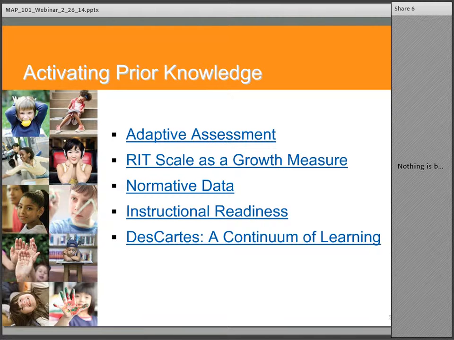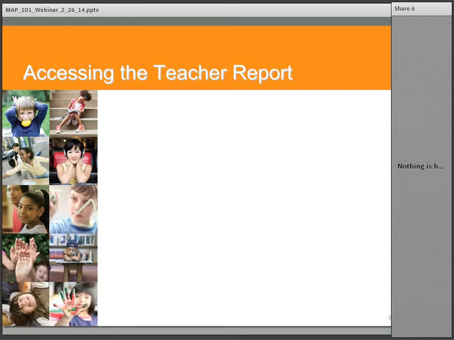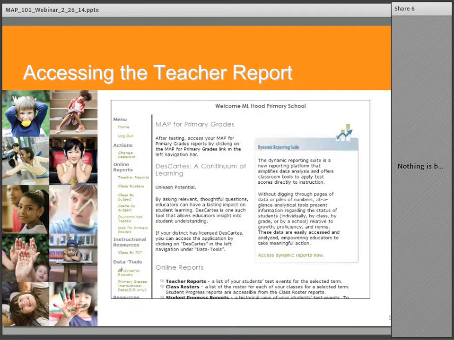Okay, so let's move on to the next slide, and we'll talk about the teacher report. Let's talk a little bit about how you access the teacher report. Of course, naturally, first you have to log in. And to log in, you have to have your username and your password. If you don't have your username or your password close to you, contact your district assessment coordinator. They'll have that information for you.